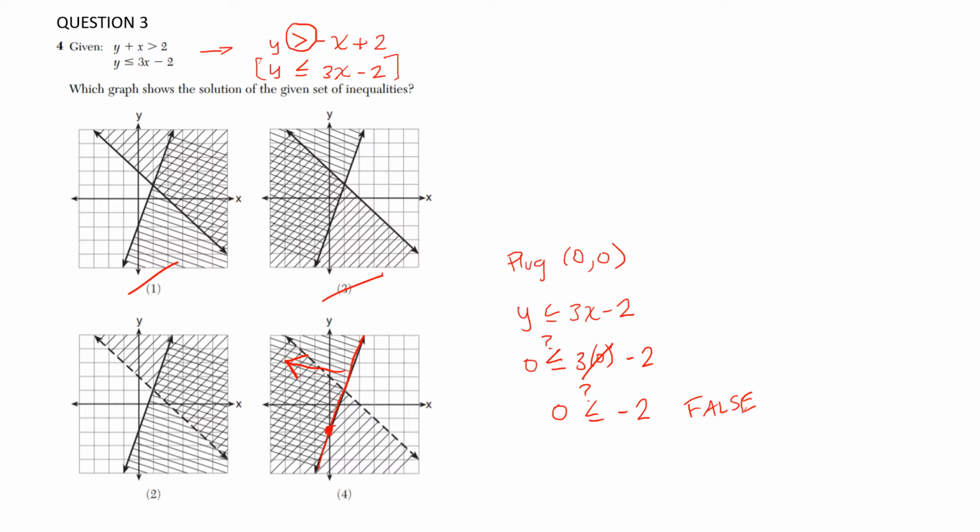Let me use a different color. Here's 0, 0. This would be the wrong way to shade. We have to shade downward. And so, just by process of elimination, we know that the final answer should be choice 2, as it shades downward.